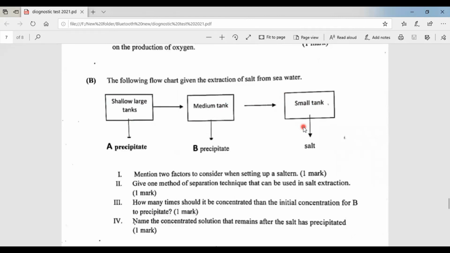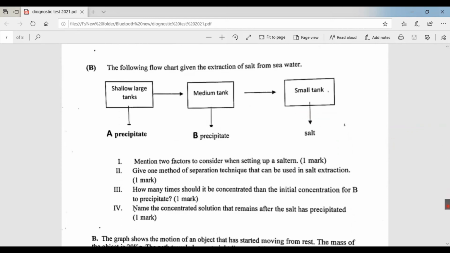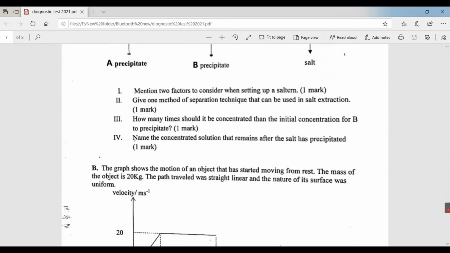Then mention two factors to consider when setting up a salt pan. So write down the answer. A flat land situated closer to a coastal area. Next one, an area with minimum rainfall.